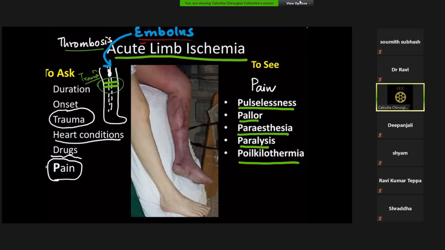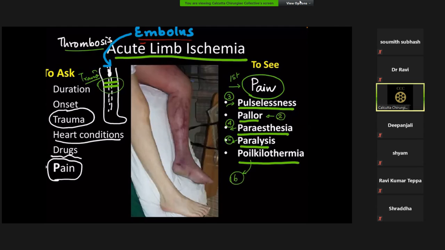Now, due to the acute limb ischemia, the first thing that appears is that the patient complains of pain. Pain is followed by the second change, pallor. When you examine the patient, change number three is pulselessness. Then follows paresthesia, which is the sensory innervation getting lost, followed by the motor problem of paralysis, and ultimately a cold limb, which is poikilothermia. If I ask you what are the six P's of an acute limb ischemia, the first P is pain, pulselessness, pallor, paresthesia, paralysis, poikilothermia, in this order. Examiners will like to ask you the order of their appearance.